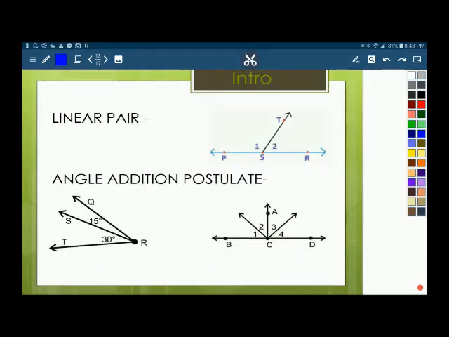A couple of other key vocabulary words that we're going to use in this lesson that you may have heard before are linear pair and angle addition postulate. For a linear pair, let's break down that word. The word linear means straight line. Okay, and pair means two. So a linear pair is two angles that form a straight line.